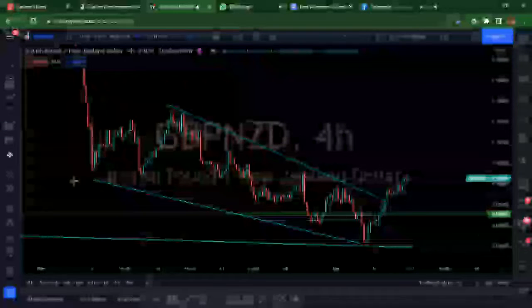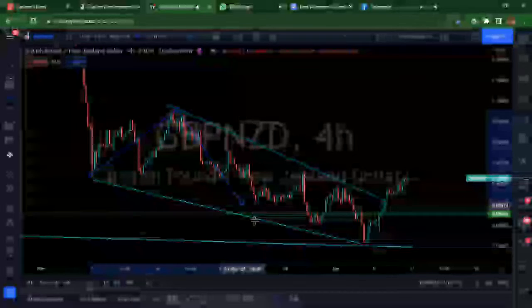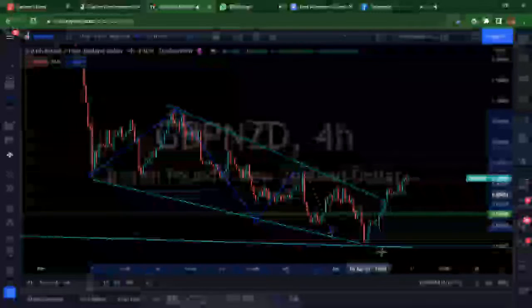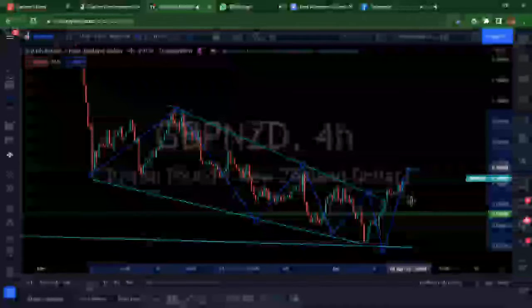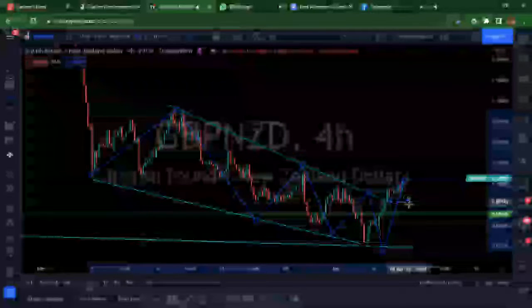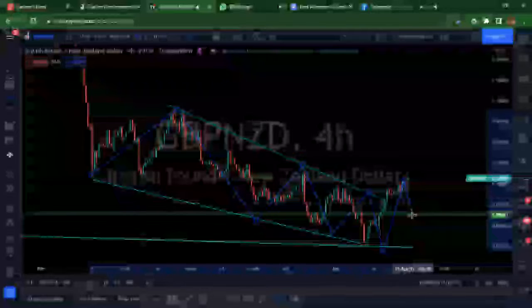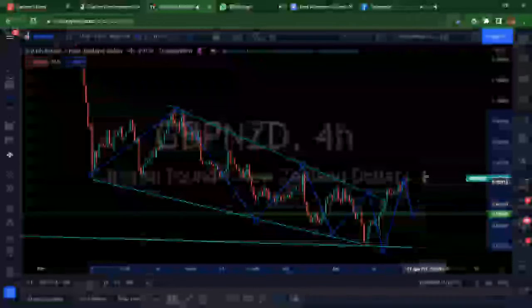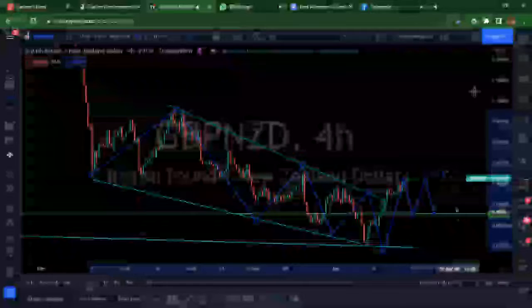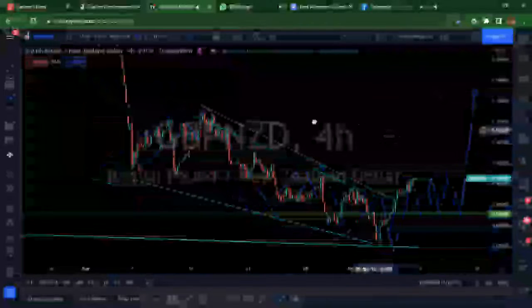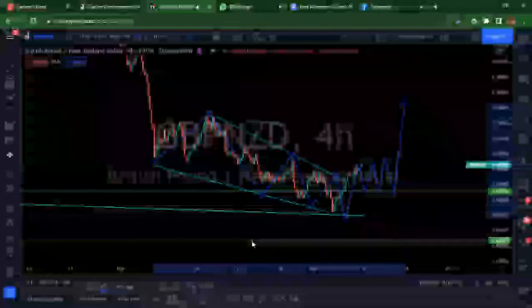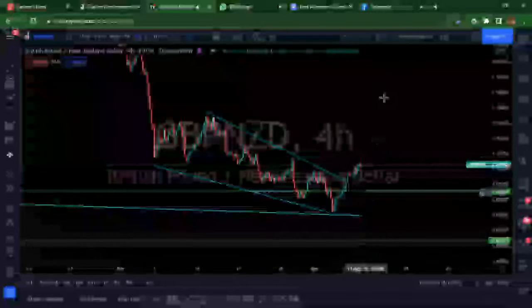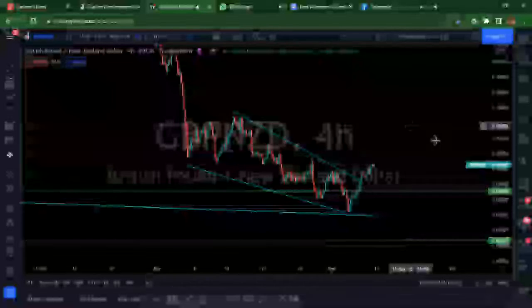So we saw price bouncing and bouncing, correcting, and then it just broke this trend line. Right now, what are we expecting? We are expecting something like this to the upside. We are expecting price to retest and then continue moving upside.